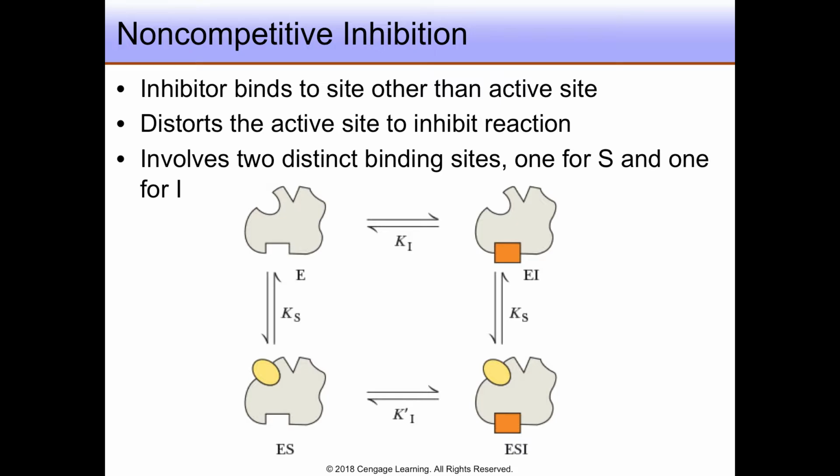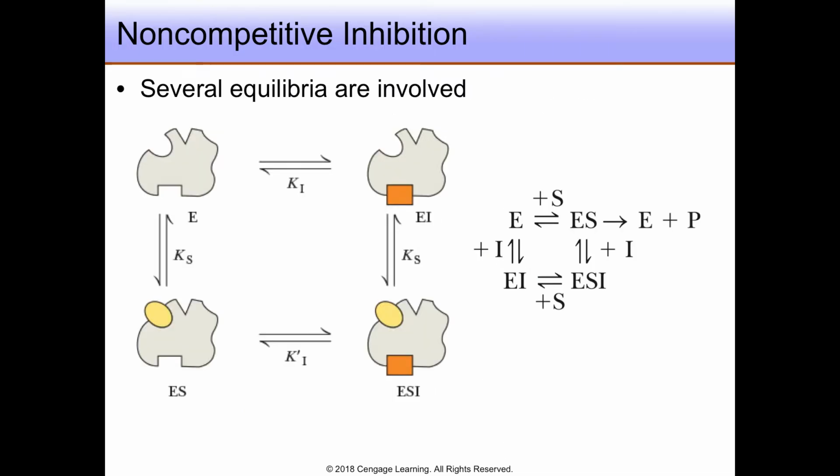In this case, we have two different equilibrium dissociation constants. Ki represents the affinity with which the free enzyme binds the inhibitor, and the Ki prime value represents the affinity of binding to the ES complex. This means that there are several equilibria involved, represented in the expression on the right.